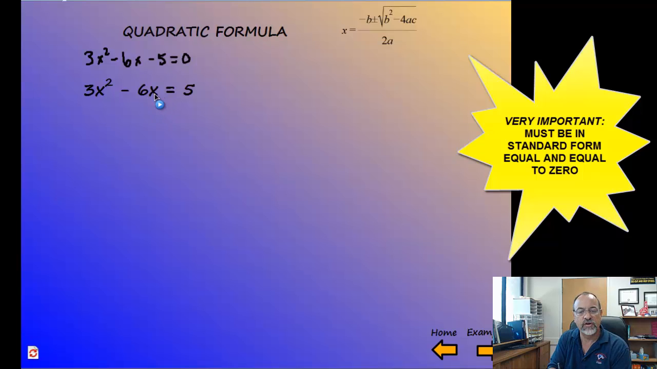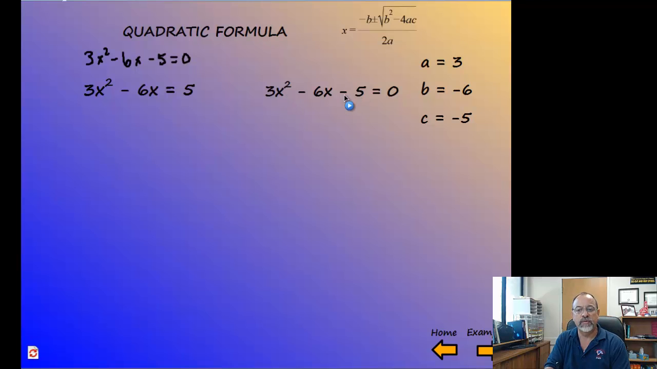Once it's there, then you can go ahead and identify your terms. So here it's in standard form. So the a term, remember the standard form, ax squared plus bx plus c. This is the a, this is the b, -6, the sign goes with it, and -5 is the c. I think I said that was the c, but that's the b. -6 is the b, and then -5 is the c.